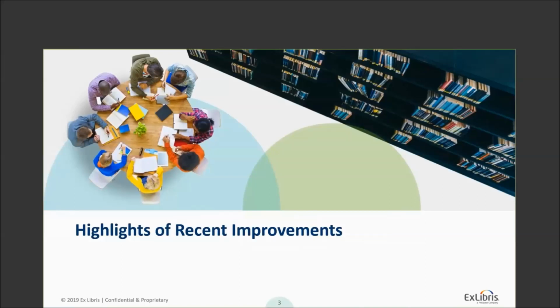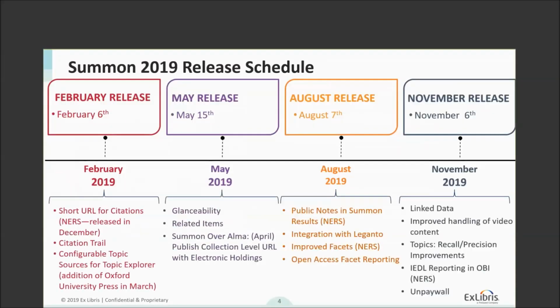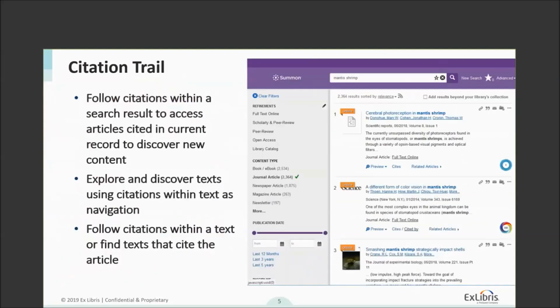So a few highlights of recent improvements that we've made. We had a full year this year with 4 major releases, our regular quarterly releases. The February release came out on the 6th and was delivered on time. We have a variety of features that came as part of that. A citation trail was one of them.